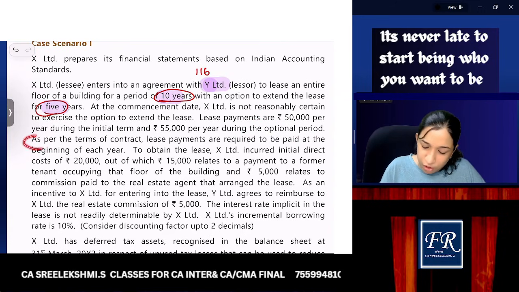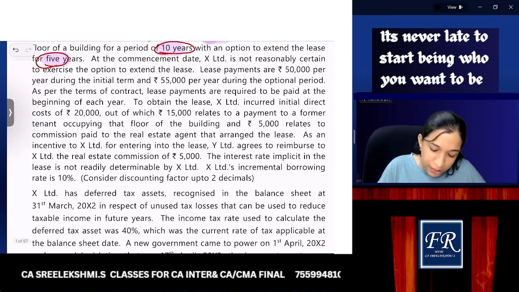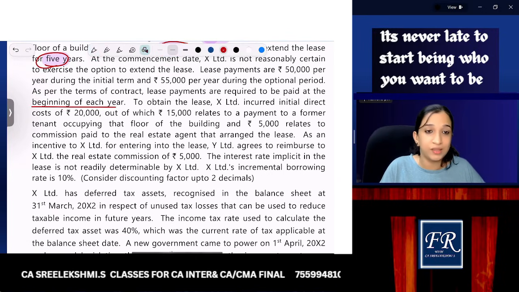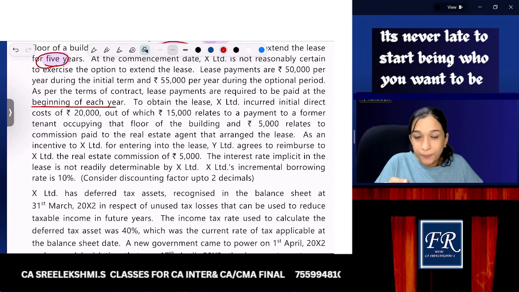As per the terms of the contract, lease payments are required to be paid at the beginning of the year. Very important, because we need to calculate the lease liability taking the PV factors. So it is the beginning of the year, so year 1 lease payment is already settled at the commencement date.